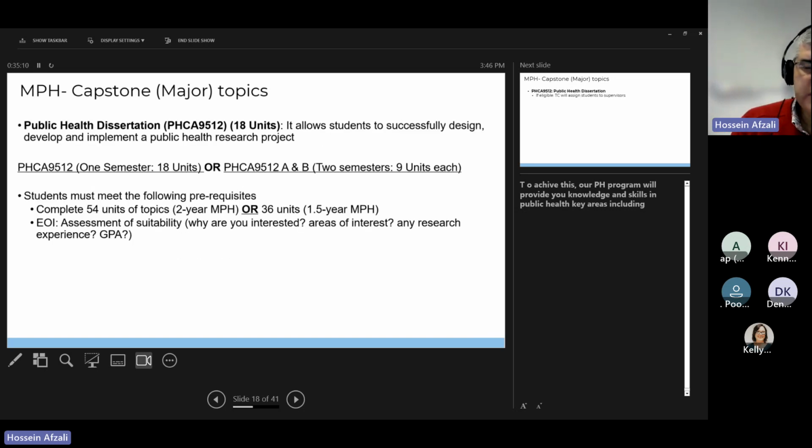But for those who are interested in dissertation, and again, I have to highlight this point that this is usually for those who are interested in research and they want to continue their study, for example, doing PhD after MPH. So this is not an option for all the students. And again, it's not compulsory. You can choose your pathway. But for those who are interested, there is a possibility of doing public health dissertation.